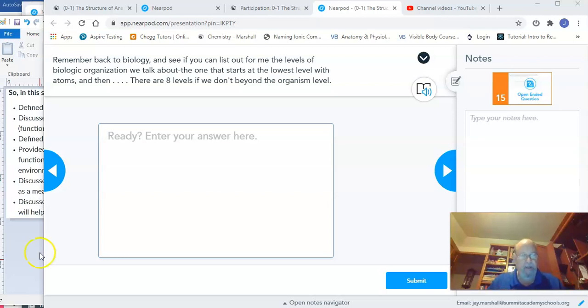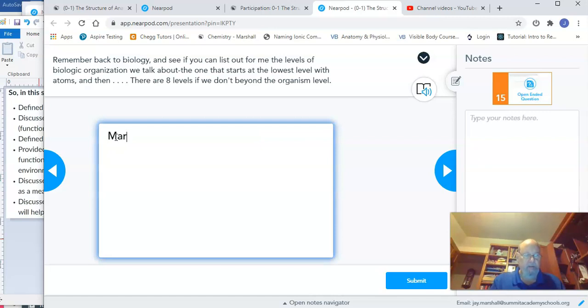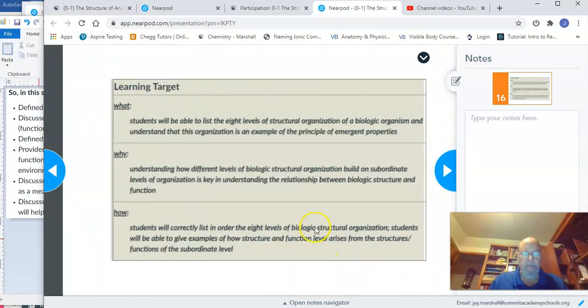And I have to just submit something so that I can move on in this. So I'm just going to say Marshall was here. And then I'll submit that and I'm going to move on.